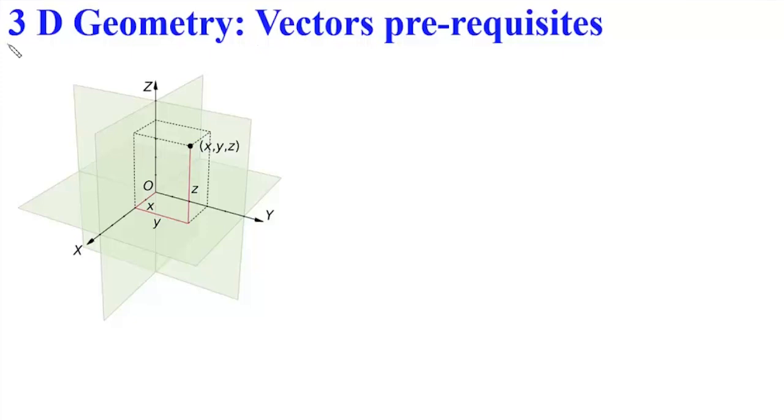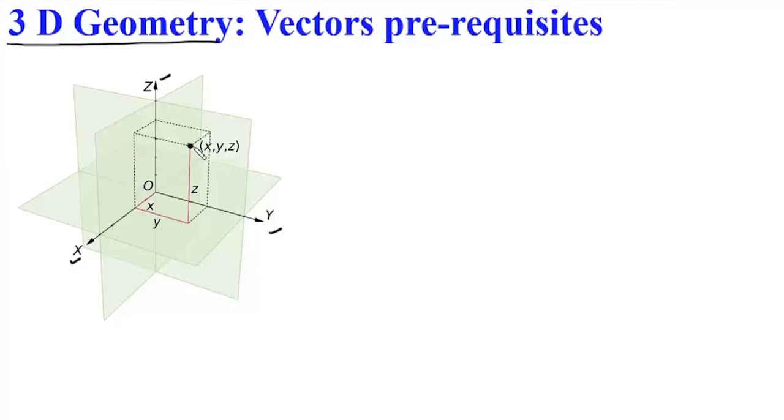Today we'll study 3D geometry, or three-dimensional geometry, where we'll have three axes, x-axis, y-axis and z-axis, which are going to divide this entire space into 8 octants. Now before studying 3D geometry, there are certain concepts from vectors which will come handy. So what we'll first do is we'll have a quick look at all these prerequisites.